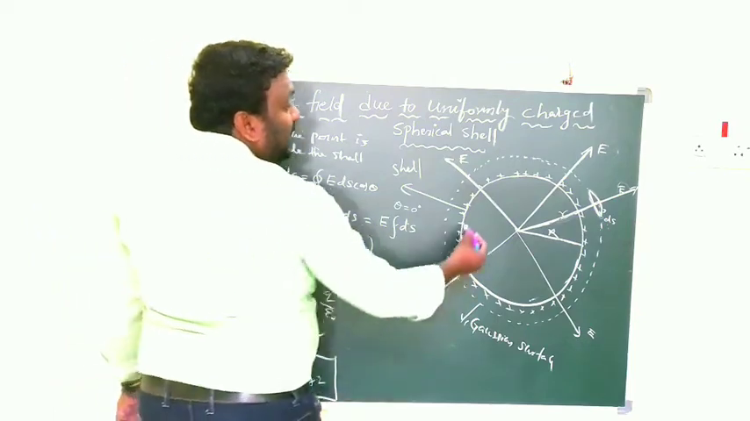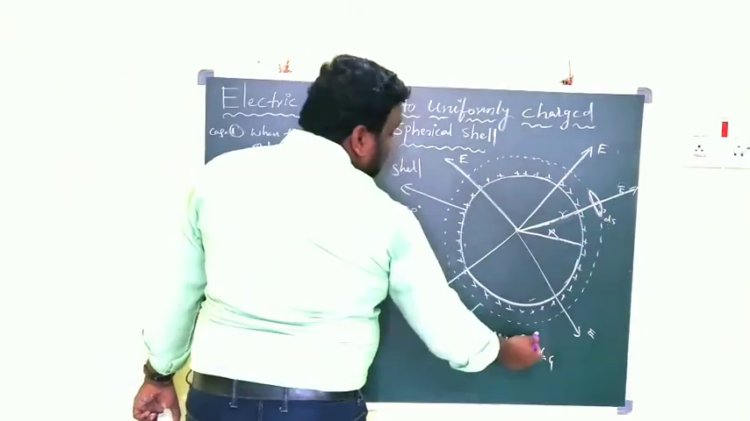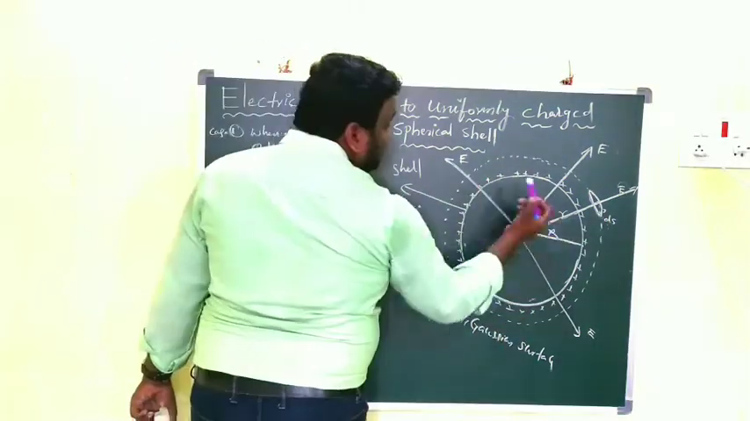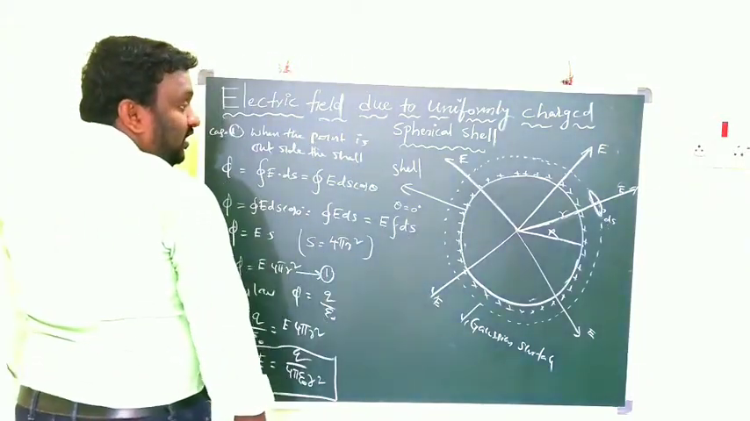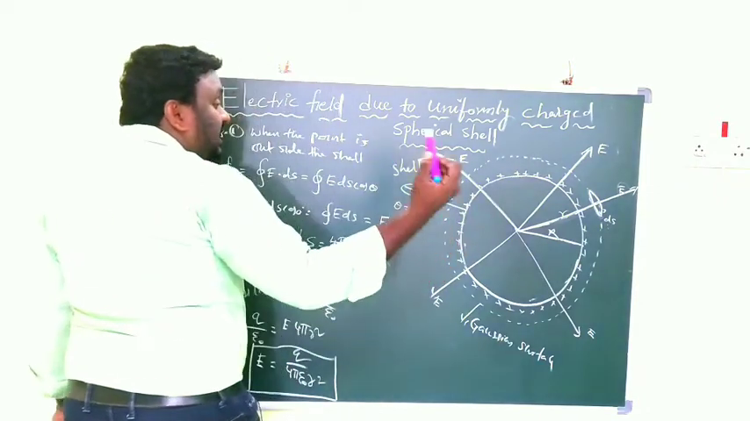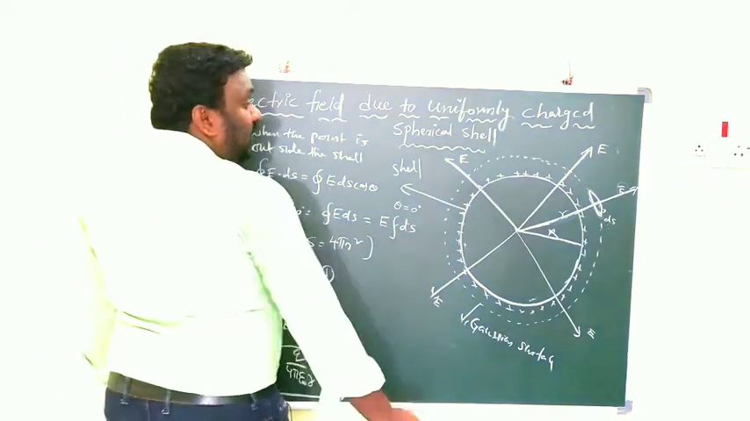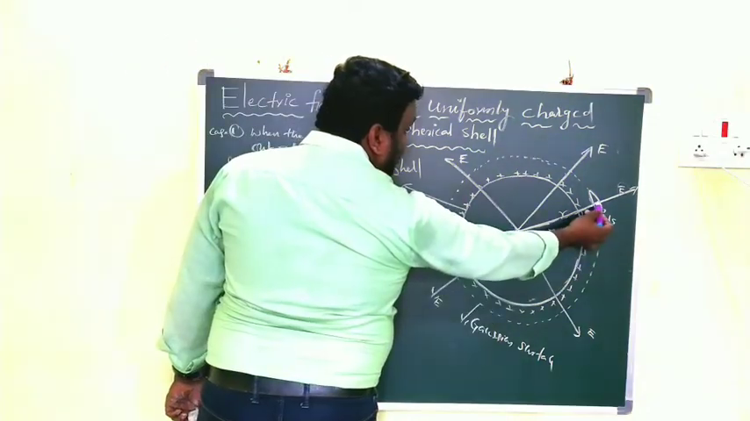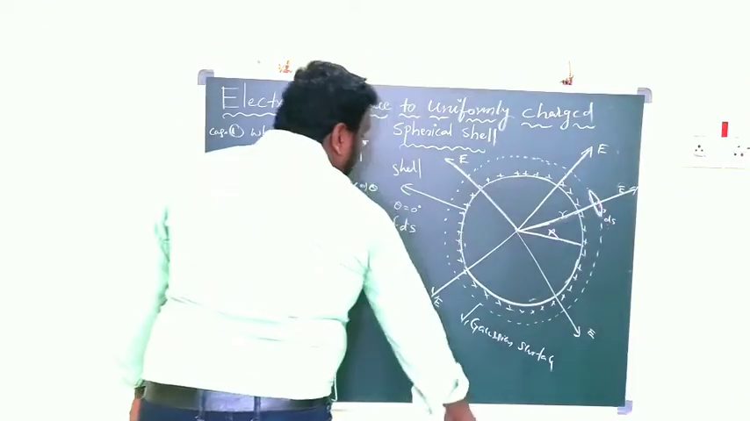That's why here we are constructing one more Gaussian sphere that has radius small r. Small r is the radius of the Gaussian sphere. And after that, now we want to find out the electric field intensity at this point.